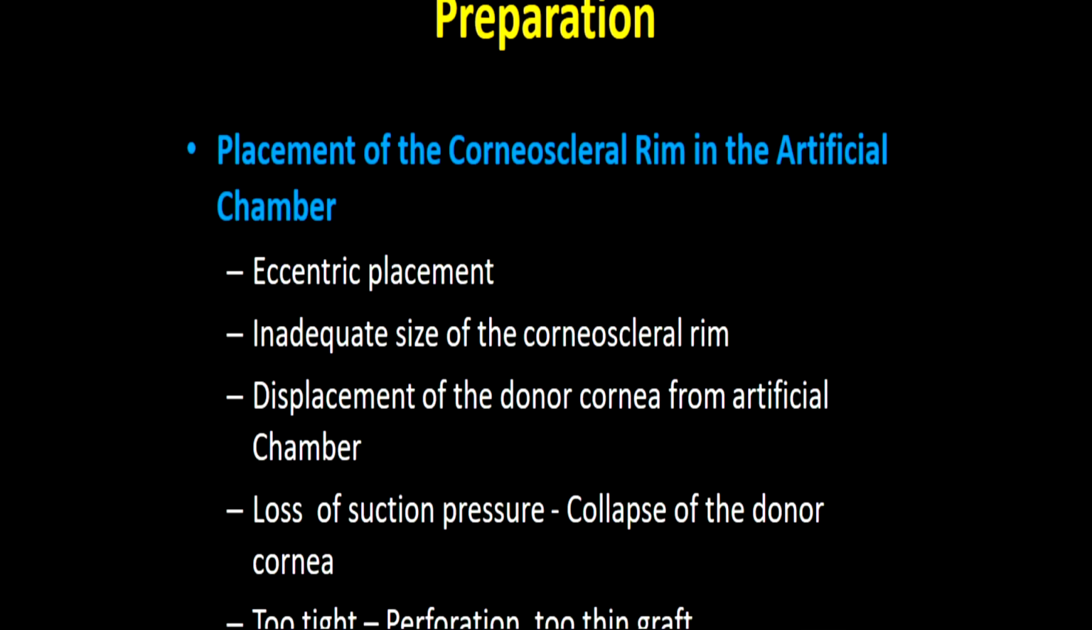We can have placement of the corneoscleral rim in the artificial chamber that can be eccentrically placed, or of inadequate size, in which case it pops up. The scleral rim should ideally be around 3 mm, so that it helps you stabilize the button in the artificial chamber. If there is partial loss during creation of the pressure, that also can suddenly collapse the button. Or if it is too tight, then you can get a thin graft or a perforation during the pass.